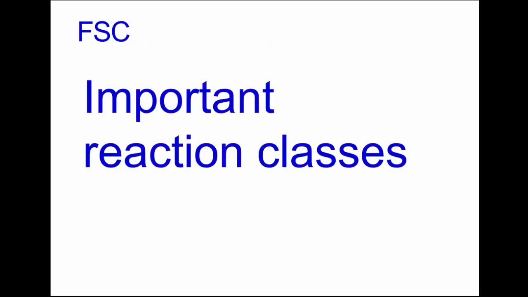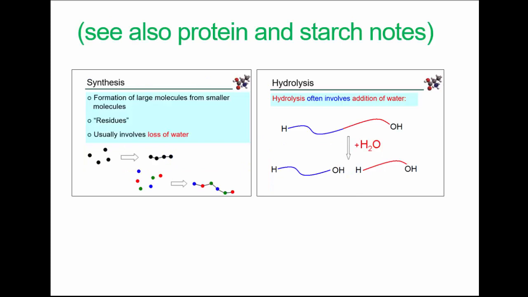So, some important reaction classes. Synthesis and hydrolysis underlie life. Synthesis is how we make big molecules. Hydrolysis is how we take big molecules and make small molecules out of them. When we eat food which contains many large and complex biological molecules, we need to break these large molecules down, that is to say, hydrolyze them, to produce small molecules which may then be used to synthesize large molecules, or they may be used for things like energy, for example.